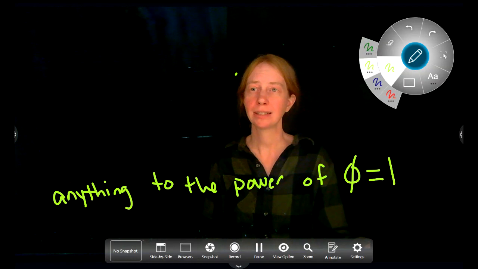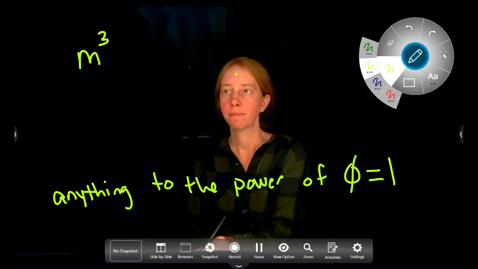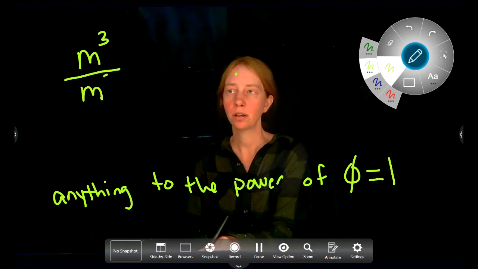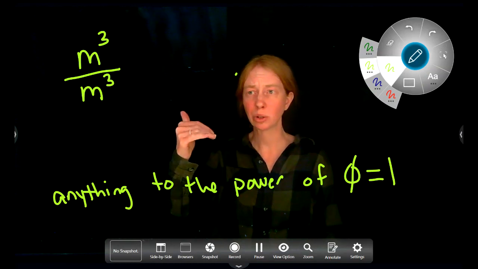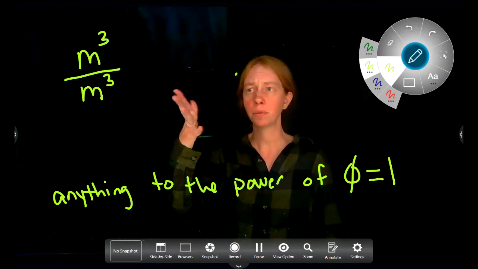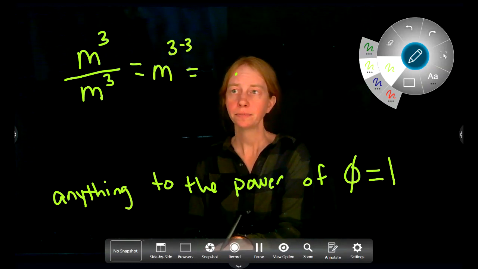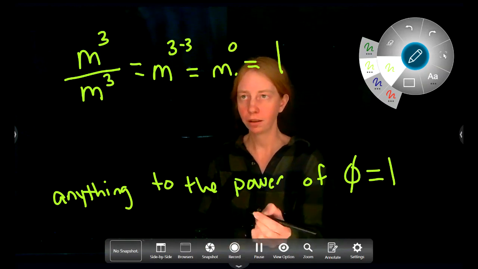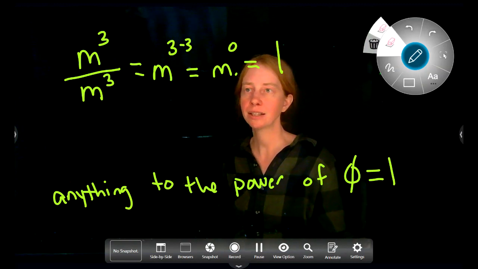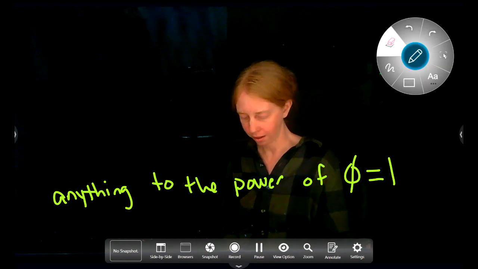Another example where you might see something weird like that is if you had m to the third over m to the third, right? That's the same on the top and the bottom, just like 2 over 2 is 1, 3 over 3 is 1. But we can use our rules. M to the 3 minus 3 equals m to the 0, which equals 1. Okay, so that's the basics of that. Anything to the 0 power is always 1.